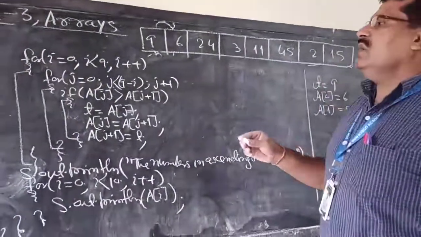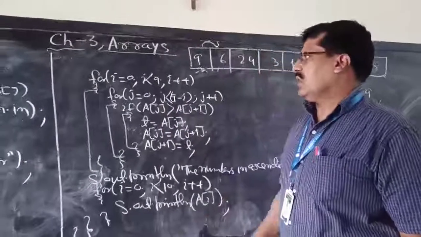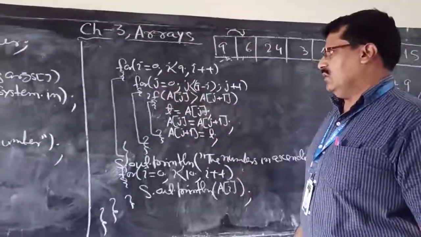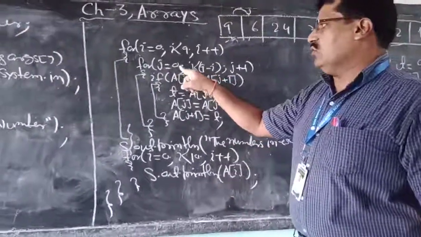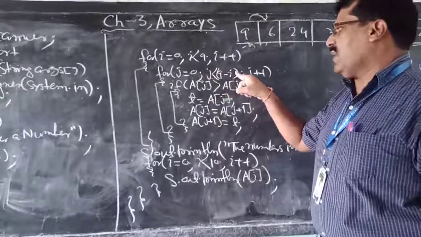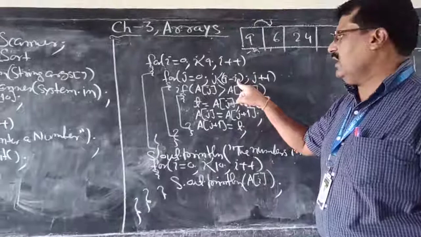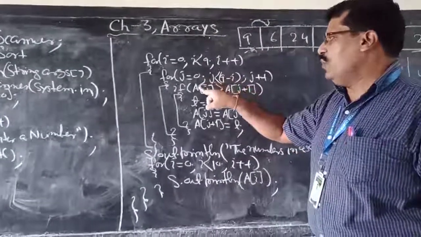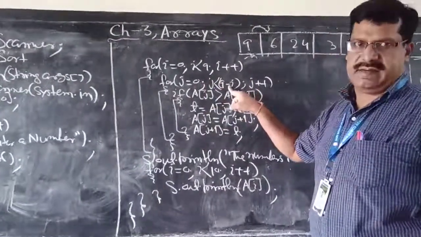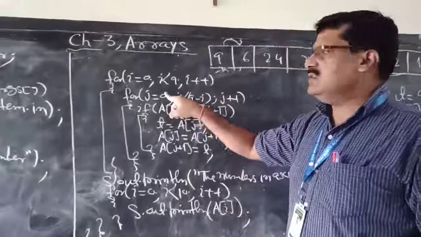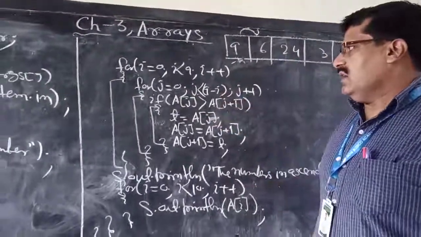Okay. So i value is 0, j value is 0. So j = 0 and j < 9 - i, where i is 0. The 9 minus 0 means 9 only. So less than 9 means the loop will run from 0 to 8. Now check.